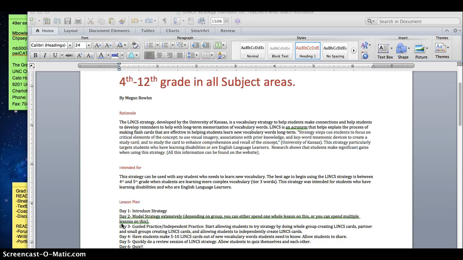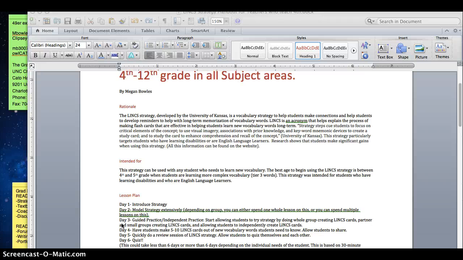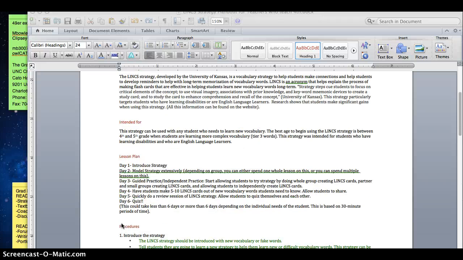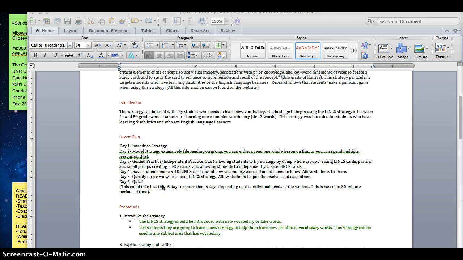When I chose this strategy, I imagined 4th and 5th grade teachers using it. So my lesson plan is about 6 days, but can be modified based on your class size and your time frame. I was thinking spending 30 minutes a day using this strategy. Day 1 really should be introducing this strategy and giving students a reason to want to use it.